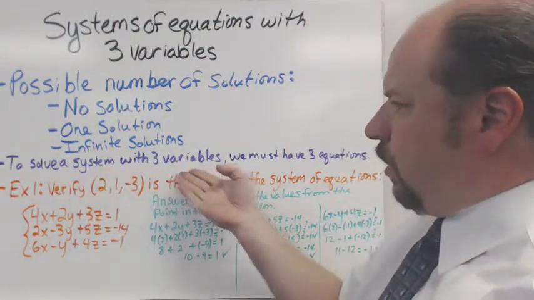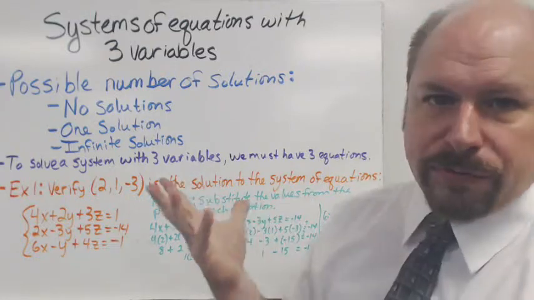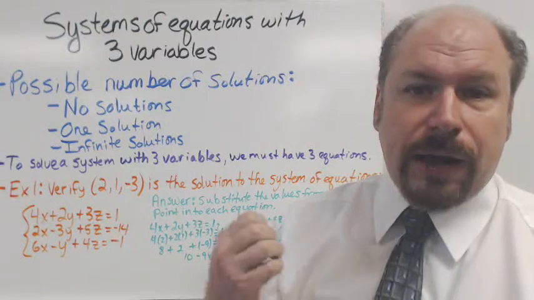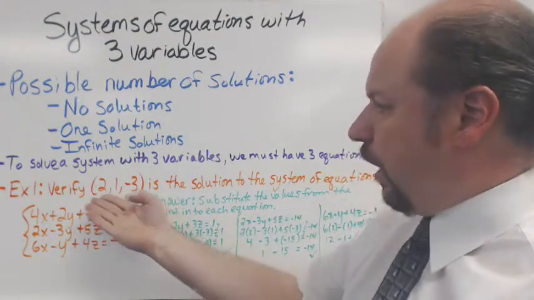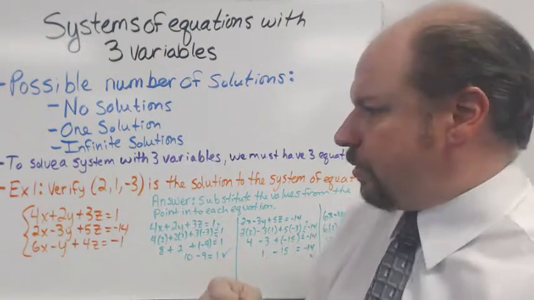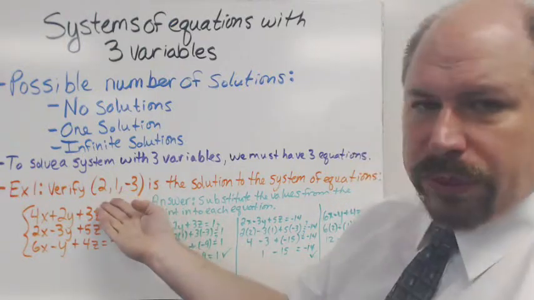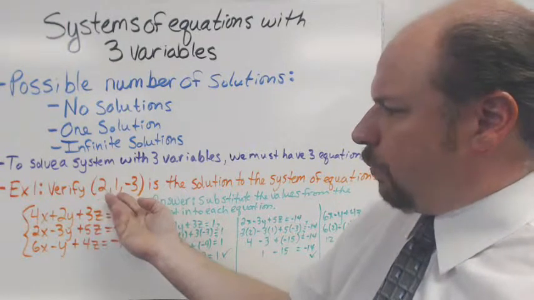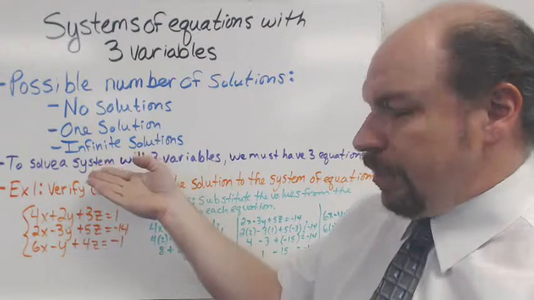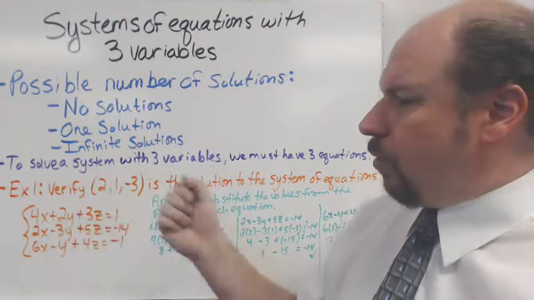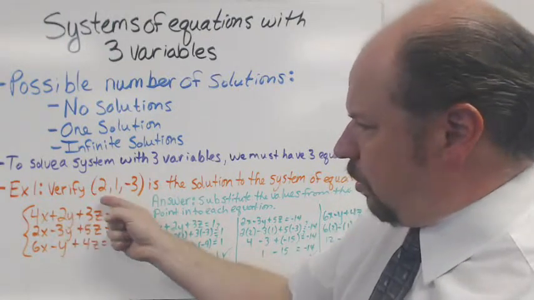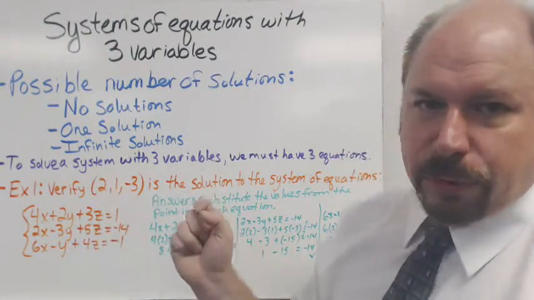Again, I mentioned to solve a system with three variables, we have to have three equations to do that. So our first example is just how can we check our answer? So we're going to verify that this point is the solution to the system of equations. So if we're given a question like this, remember just like before when we had to verify, we had to check the point in all of our equations. So we're going to do that here. We're going to take the point 2, 1, negative 3.